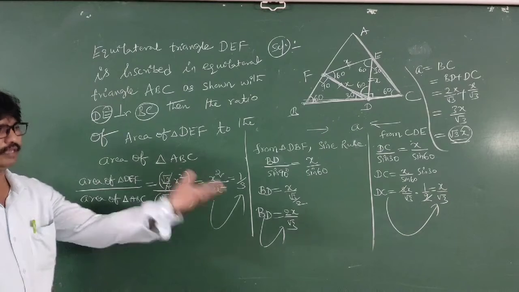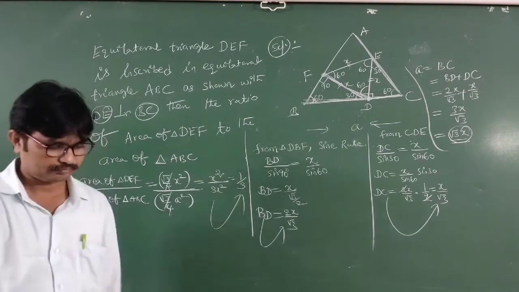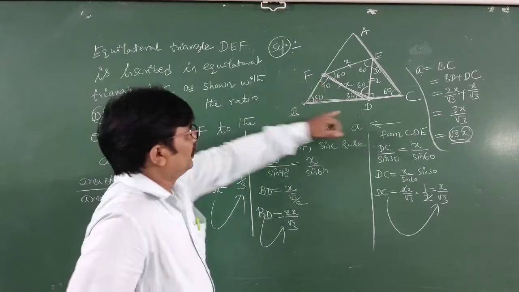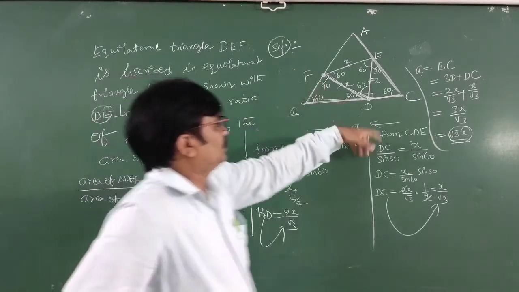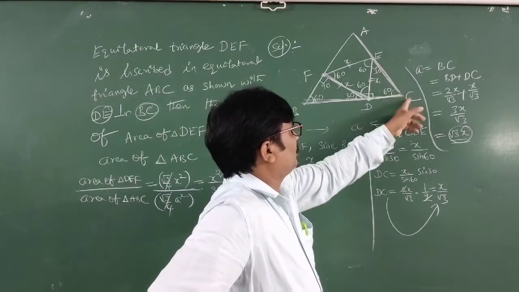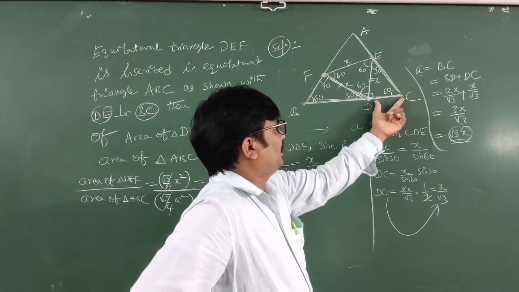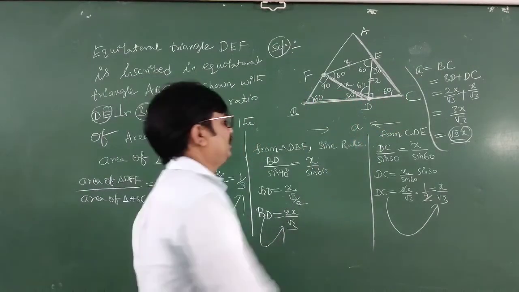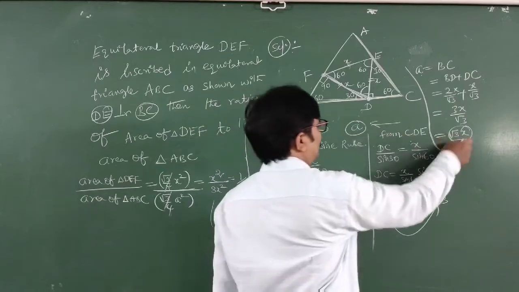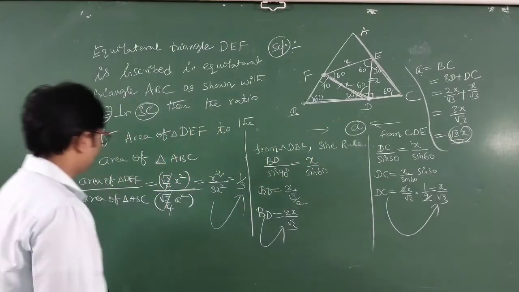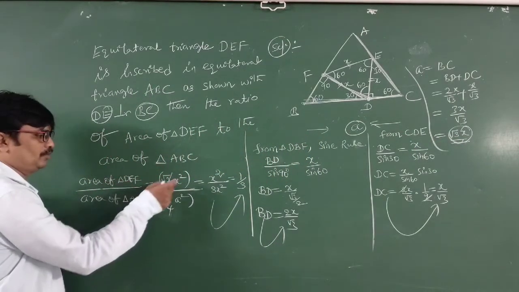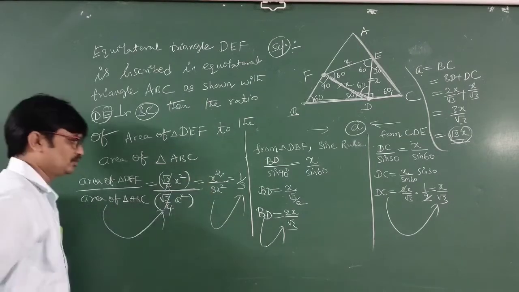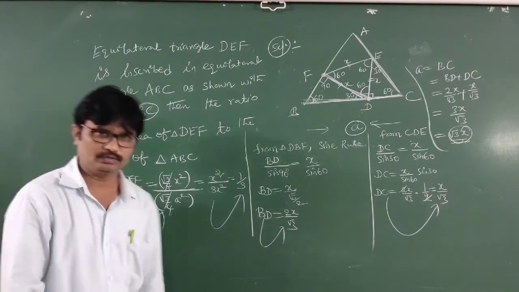We can apply only the sine rule. First apply the sine rule for DBF, then apply the sine rule for CDF, then we find BC. First we find BD, then the length of side a, which is root 3 x. After that, the area of triangle DEF is root 3 by 4 x square, and the area of ABC is root 3 by 4 a square. So the answer is 1 by 3.